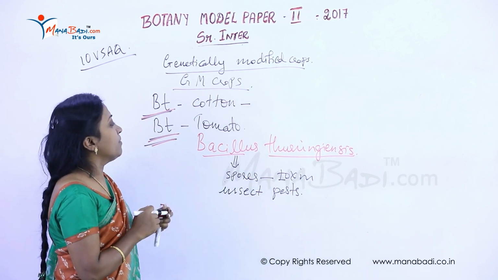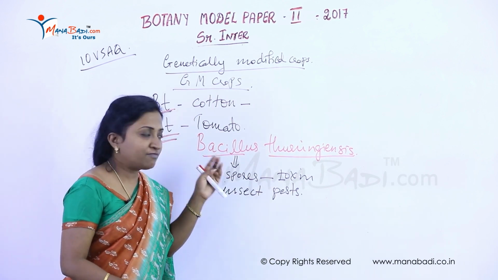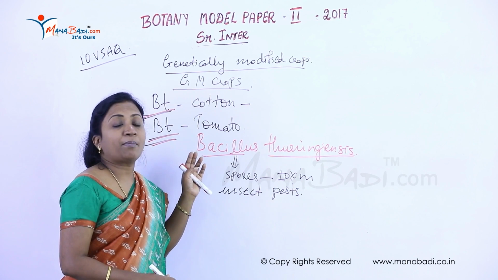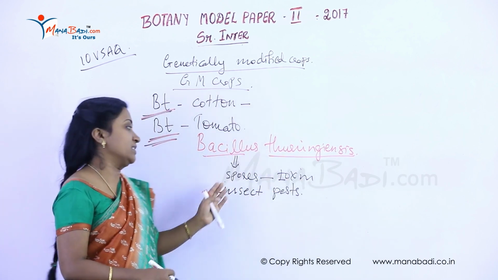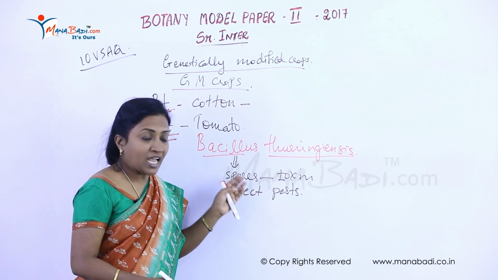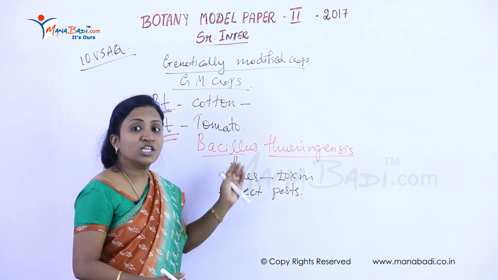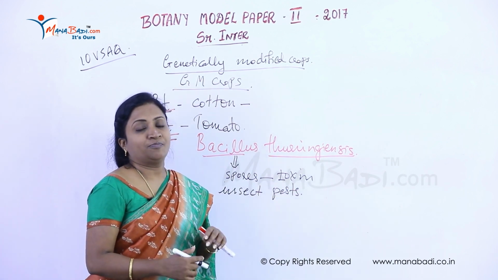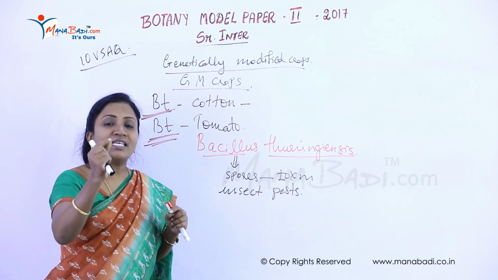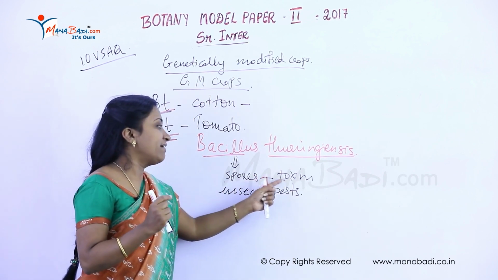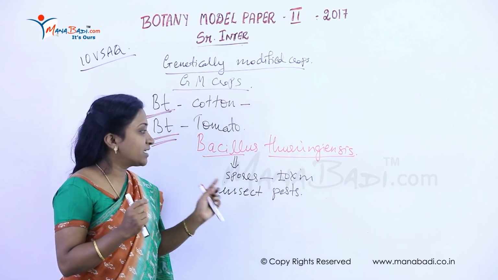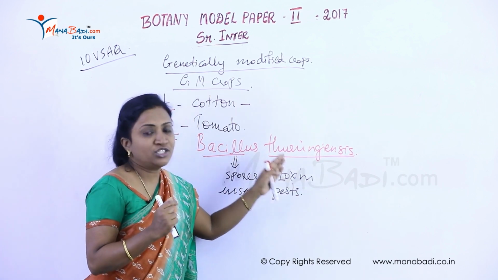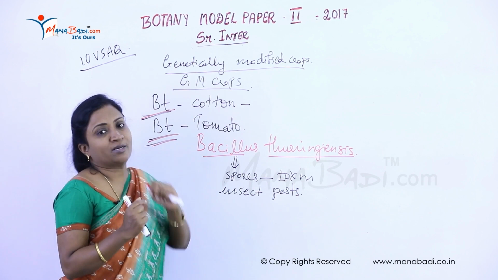So BT cotton, the word BT refers to Bacillus thuringiensis, wherein the bacterium Bacillus thuringiensis produces spores, and these spores secrete toxic substances which kill insect pests. That particular gene which is responsible for secreting the toxic substances, if this gene of Bacillus thuringiensis is introduced in the cotton plant.